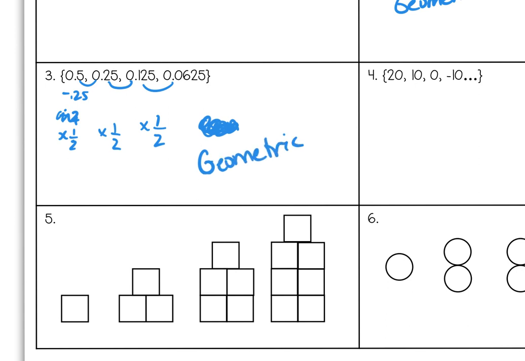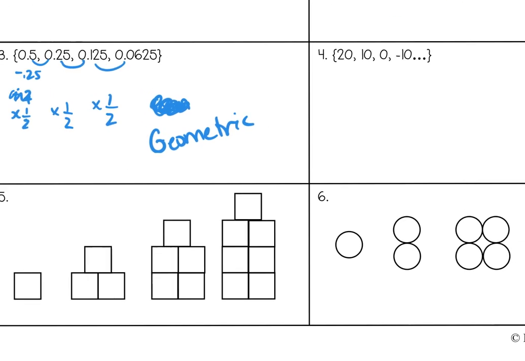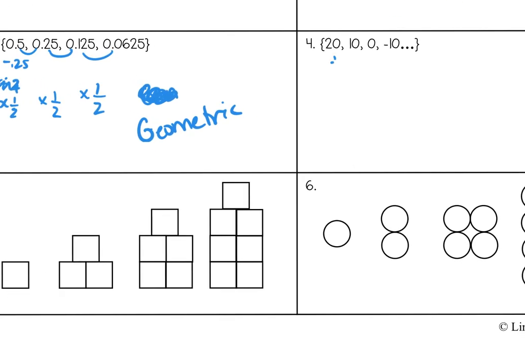All right, and then number 4, I'm either dividing by 2. Well, I guess we should say multiplying by 1/2. Or I'm subtracting 10. So here, from 10 to 0, that's not multiplying by 1/2, that's subtracting 10. So that's arithmetic. A-R-I. That's supposed to be an I.